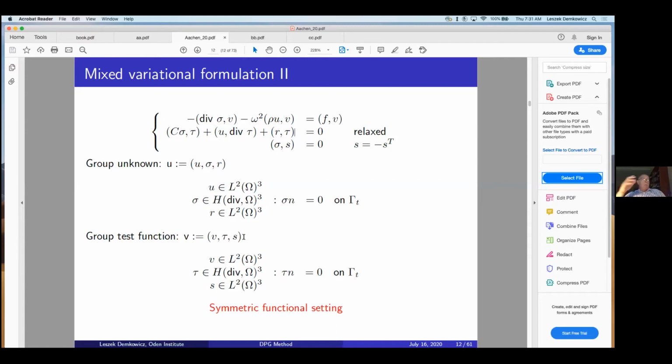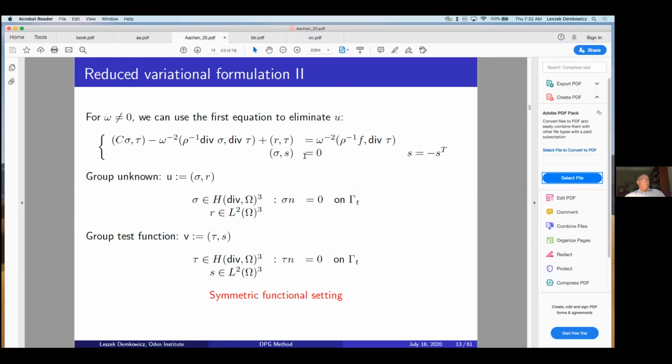Now, notice that sigma now comes from H-div, so it's not desirable to enforce symmetry in a strong way. You want to keep the last equation that enforces the symmetry of sigma in the weak way. Mixed variational formulation number two.